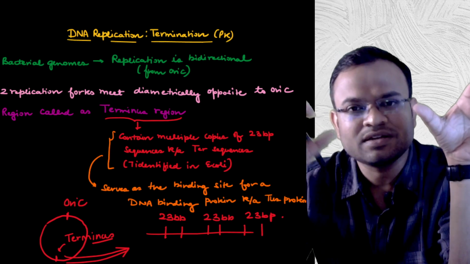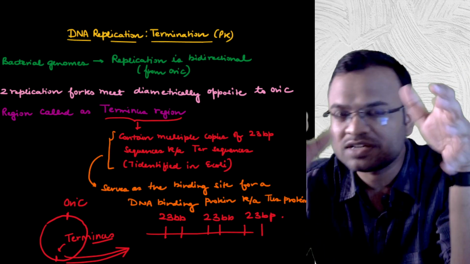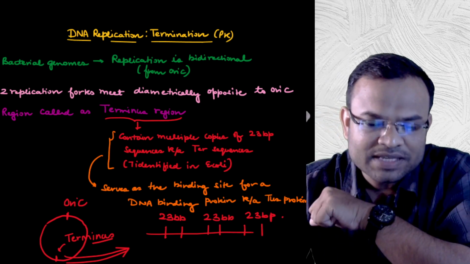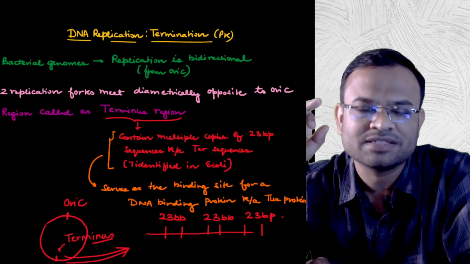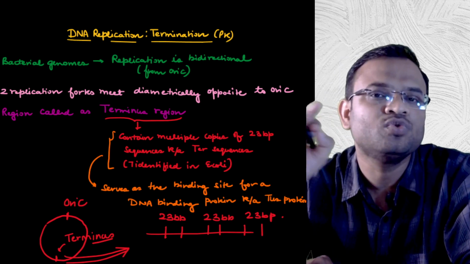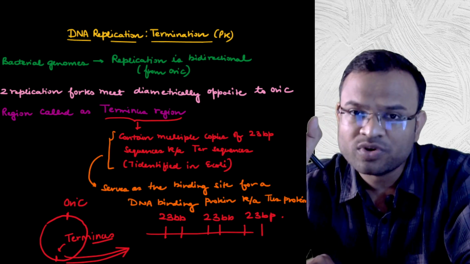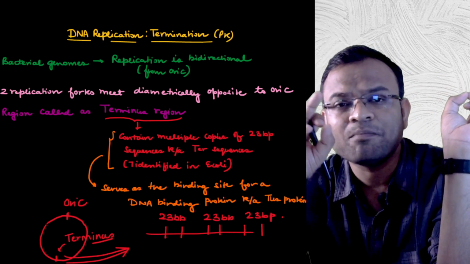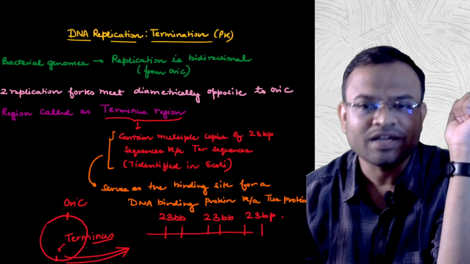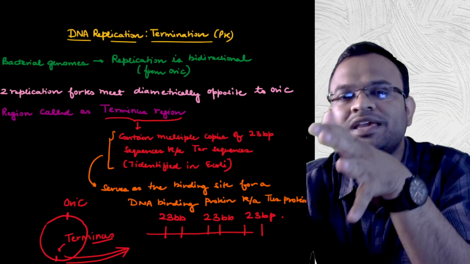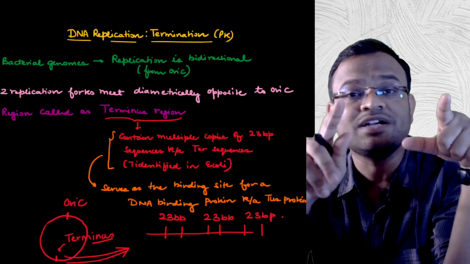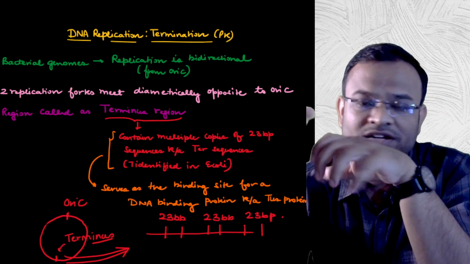Now these ter sequences that are present in the terminus region serve as the binding site for a DNA binding protein called the TUS protein. Okay, and what does this TUS protein do? This TUS protein is a DNA binding protein. What does DNA binding protein mean? It means that it would be binding to the DNA, right? And where will it bind on the DNA? It will bind on the DNA at the ter sequences present at the terminus region.